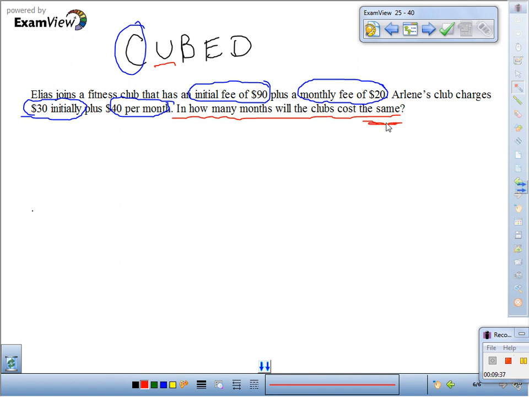Why did we double underline it? Because it means equal, right? Double underline, it's equal. All right, box important information. Who are they talking about? Elias and Arlene. Exclude any other information, and let's draw our table.